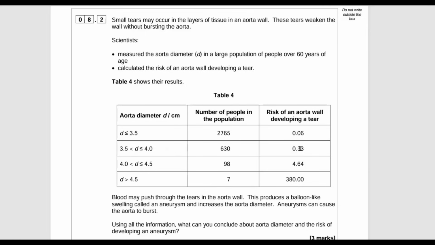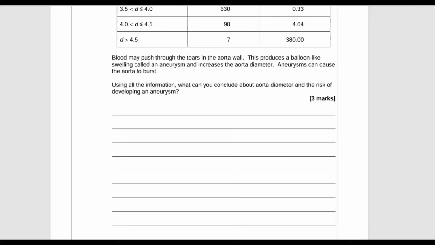So blood may push through the tears in the aorta wall. This produces a balloon-like swelling called an aneurysm and increases the aorta diameter. Aneurysms can cause the aorta to burst. Using all the information, what can you conclude about the aorta diameter and the risk of developing an aneurysm? And it's 3 marks. So, conclude.